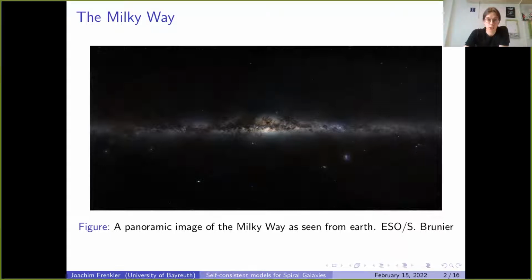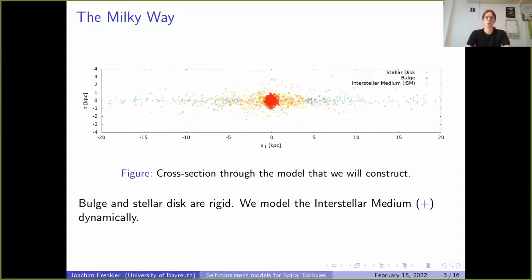Next, I want to show you a cross-section through the model, which I plan to construct with you and to study in more detail. In the center of this model, marked with red dots, you see the bulge of the galaxy, which has an extension of about 2 kiloparsec. To the left and to the right stretches the disk. First, the stellar disk, which is marked by orange crosses. These two parts, the bulge and the stellar disk, will be rigid in our model. So I include them so that they are not dynamical.